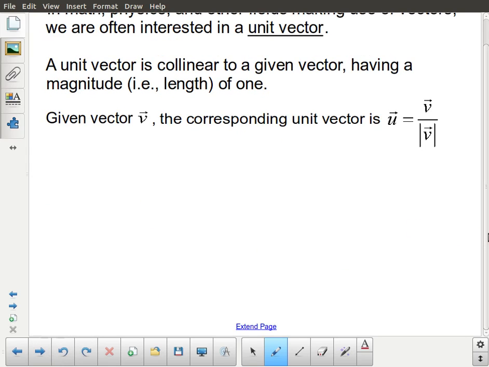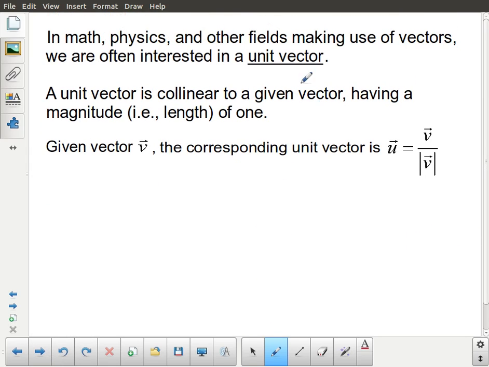And last thing to talk about, no example to go along with this one, is this idea of a unit vector. A unit vector is something that's really very useful. I know from experience in physics, we use unit vectors all the time. Other areas of mathematics, fields like engineering, any field that makes use of vectors will often be interested in unit vectors, and that's because having a length of 1 is very convenient.